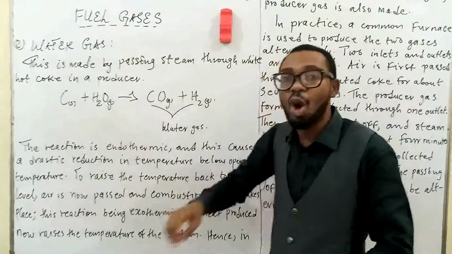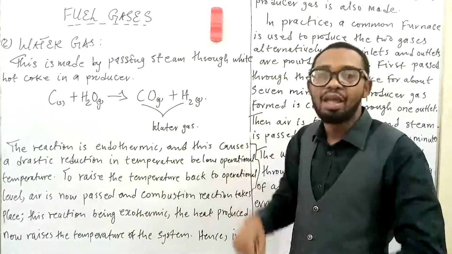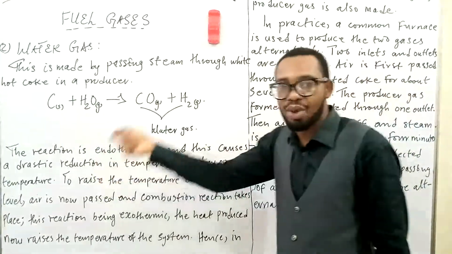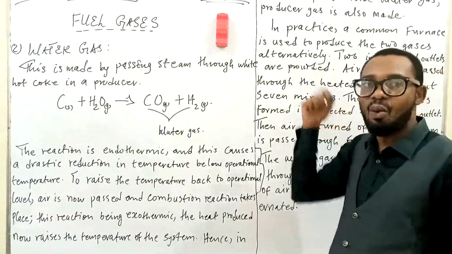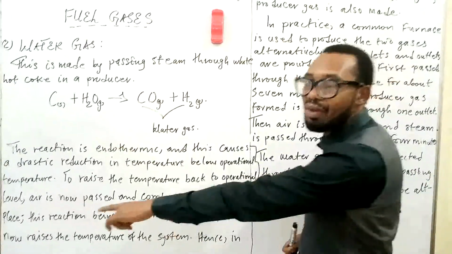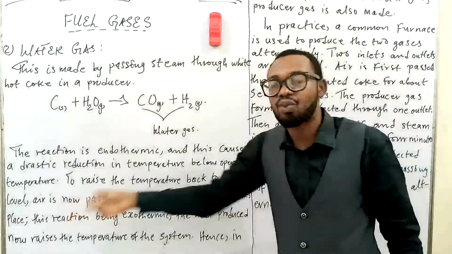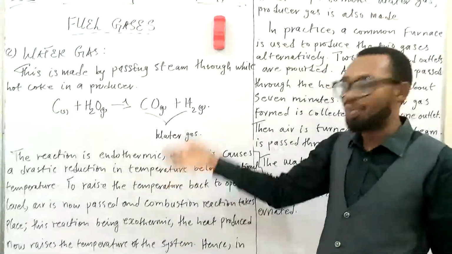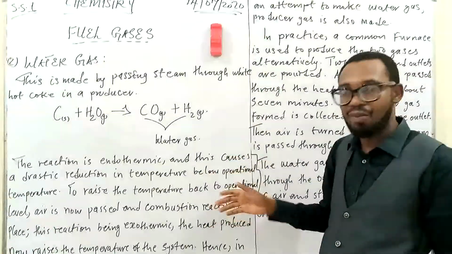And this reaction also takes place in the producer. So on one outlet you are tapping the producer gas. Once that outlet is shut, the other outlet is opened. What you'll be tapping out will not be producer gas anymore; rather, it will be the water gas. So both reactions take place in the producer, which you shall soon see.